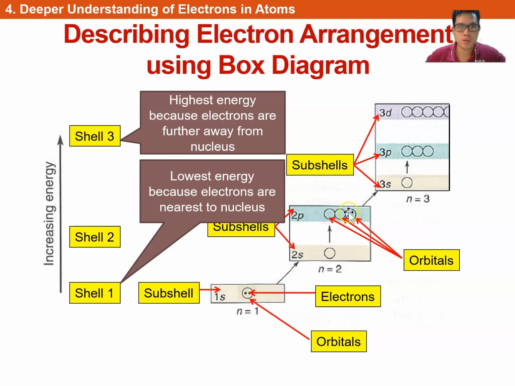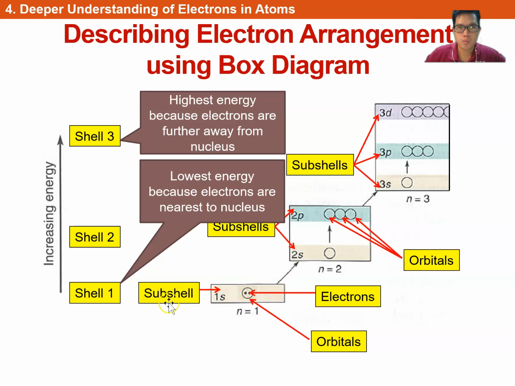So the further away you are from the core, the more energy you have. Basically, when you are further away from the core, the electron is less tied to the core, so it can have more energy, more freedom. So this one is the box diagram.